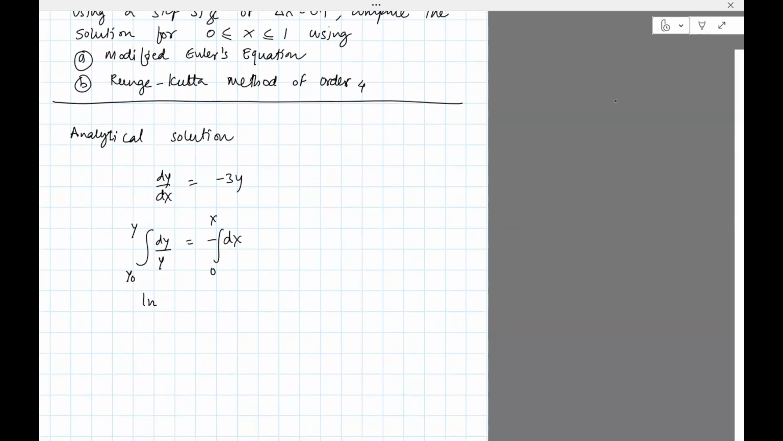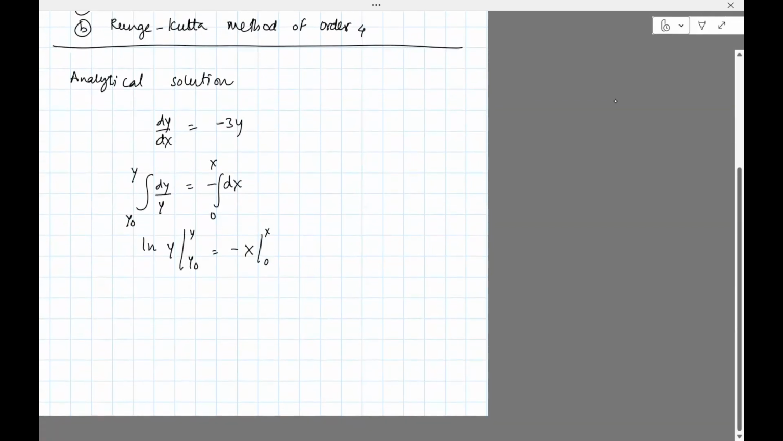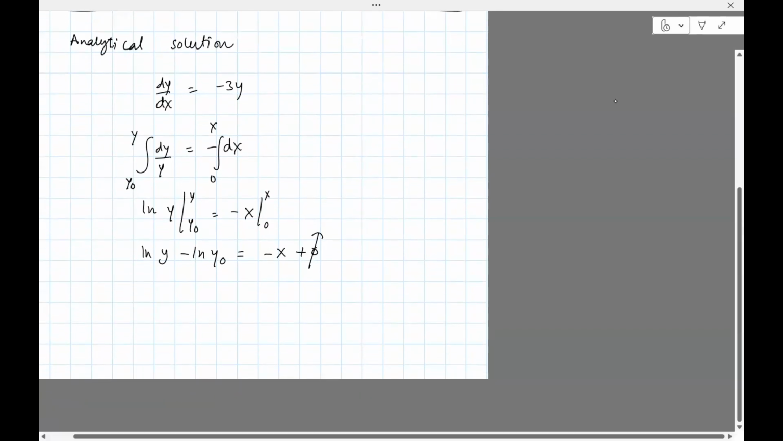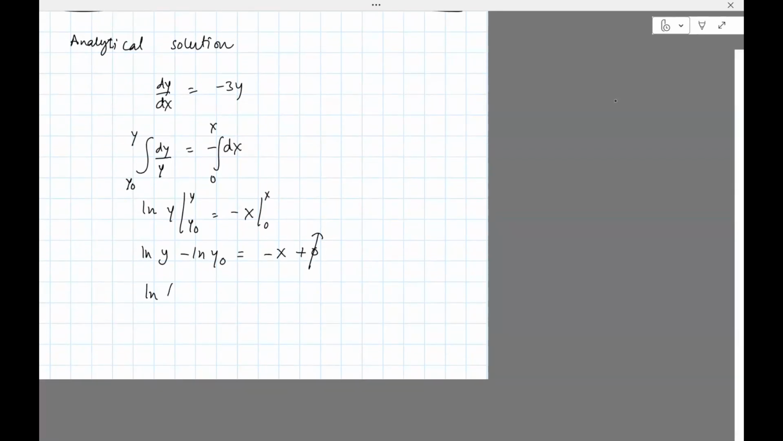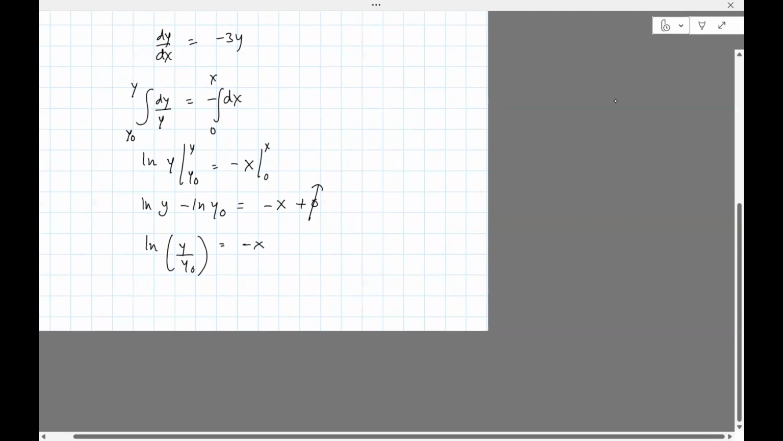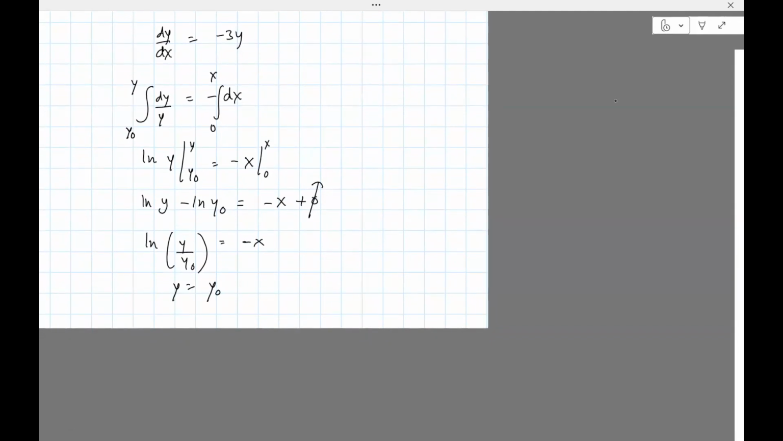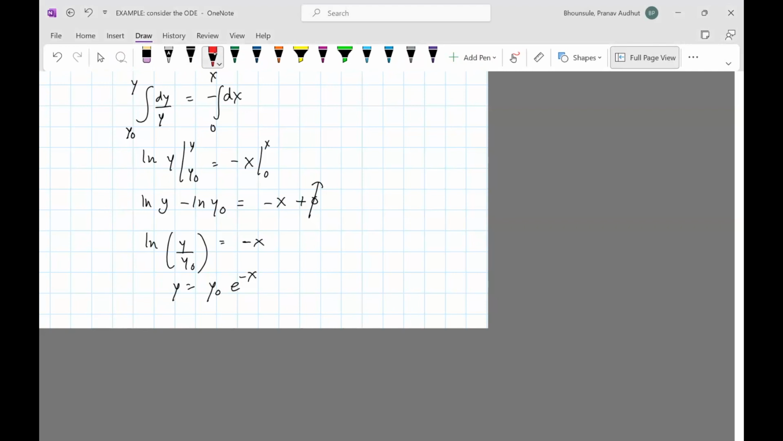So we have log y, upper limit is y, lower limit is y0, equals minus x, upper limit is x, lower limit is 0. So log y minus log y0 is minus x plus 0. This can be written as log y divided by y0, right? Minus can also be written as division, equals minus x. And so this is the analytical solution.